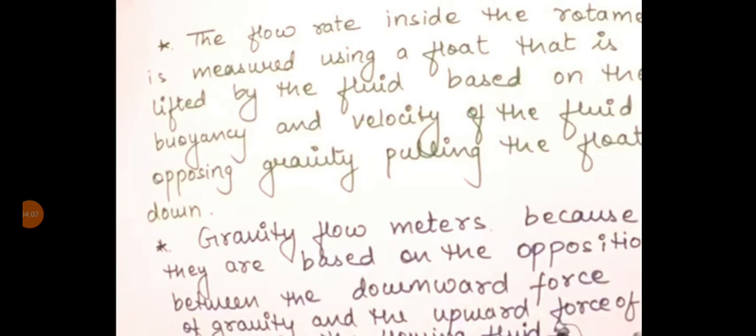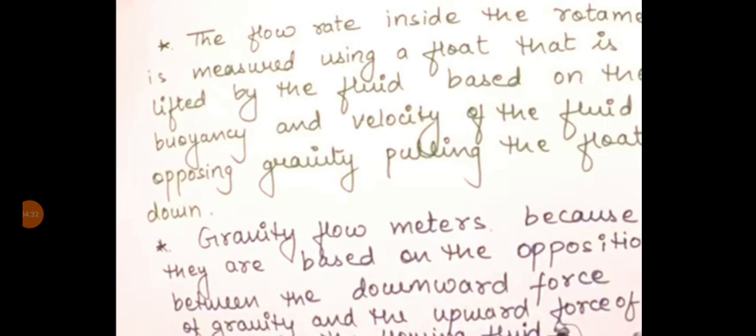So this rotameter is also called a gravity flow meter because it is based on the opposition between the downward force of gravity and the upward force of the buoyancy and velocity of the fluid.